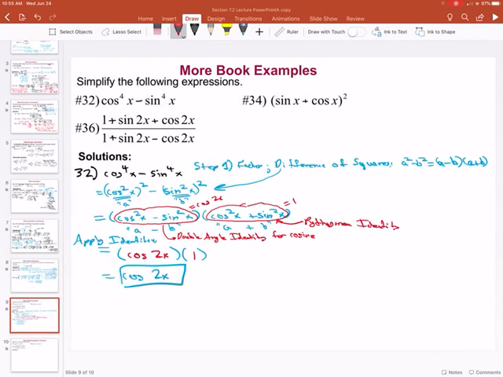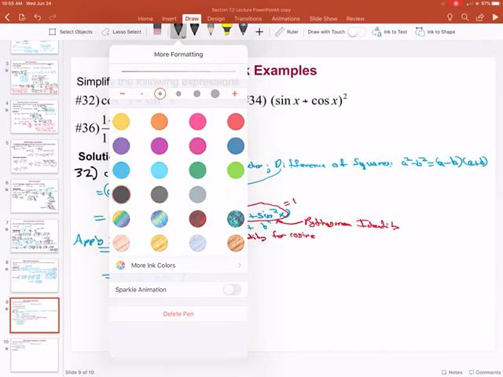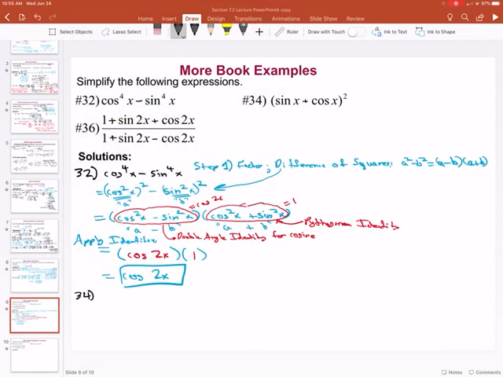All right, let's go to 34. Let's see where we take 34. Do our next example. In 34, we've got the sine of x plus the cosine of x being squared. So let's go ahead and square it. So that's equal to the sine of x plus the cosine of x times the sine of x plus cosine of x. So now we need to distribute.